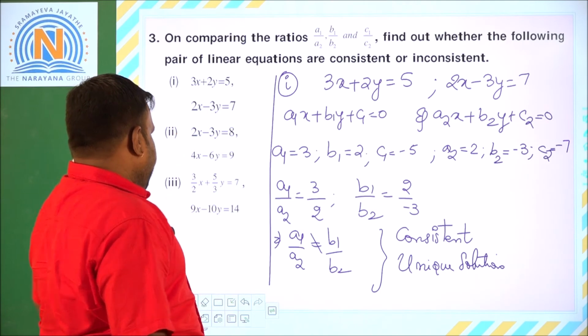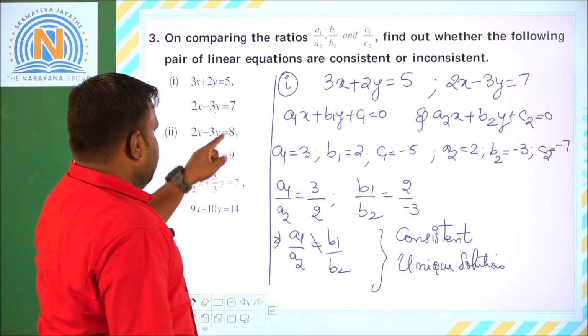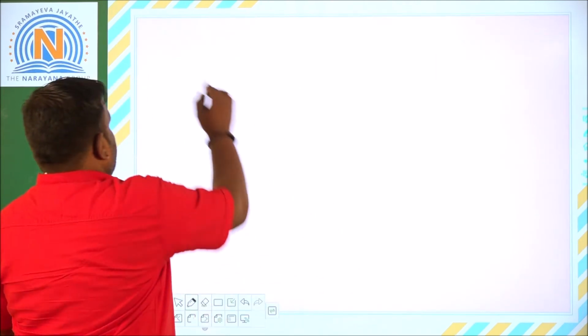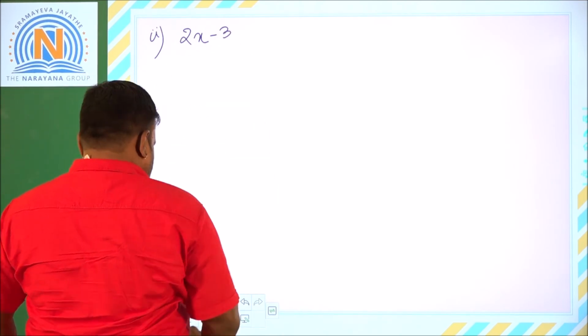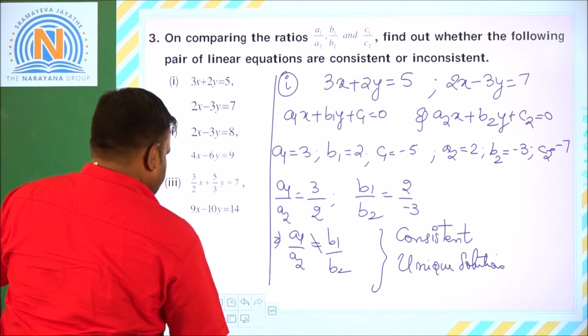Now let us go for the second part. The second part here is 3x + 2y = 5 and 2x - 3y = 8.